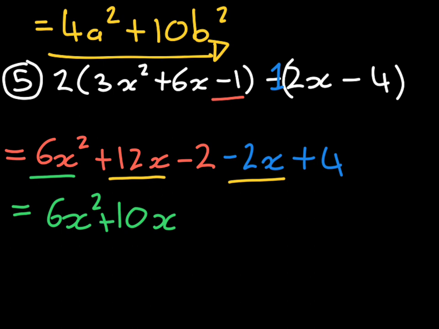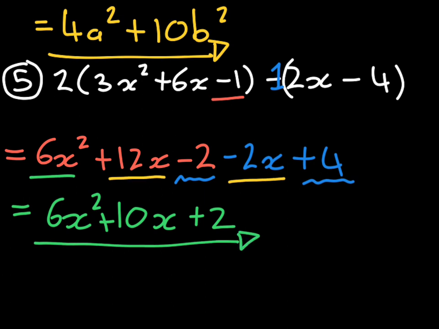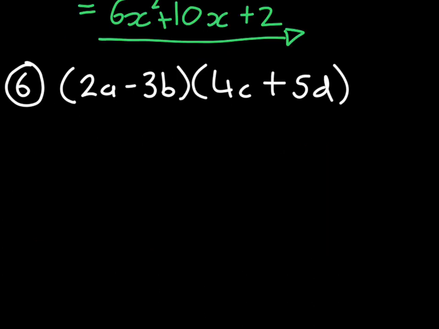Lastly, we have a look at our constants. So we've got a minus 2 and a plus 4. So minus 2 plus 4 gives us plus 2. And that is our final answer for question number 5, as we have dealt with each of the terms in this expression. For question 6, we are multiplying two binomials by each other.